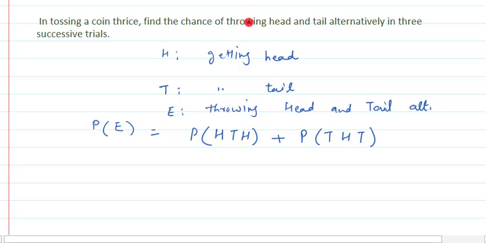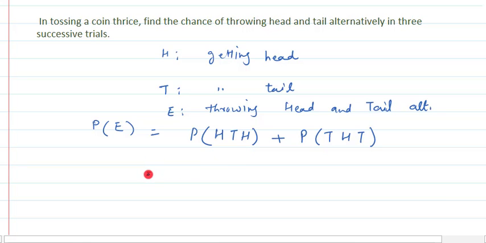It may also be the case like find the chance of throwing head in first throw, tail in second throw, and head in third throw. Then we will be having only one case. There will be no other case. So we need to make the cases as per the requirement of the question.